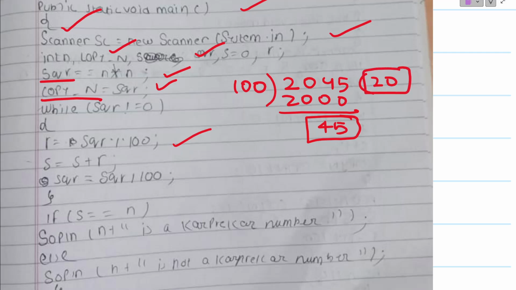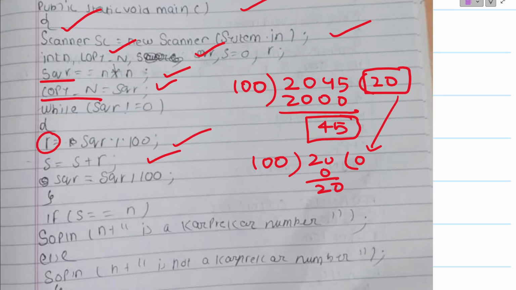So the student has done exactly the same thing and has added here s is equal to s plus r. Okay, nice. And sqr is equal to sqr divided by 100. So what is stored here? 20 is stored. Now when it is divided again by 100, it is 0, so 20. That means the remainder is storing r.